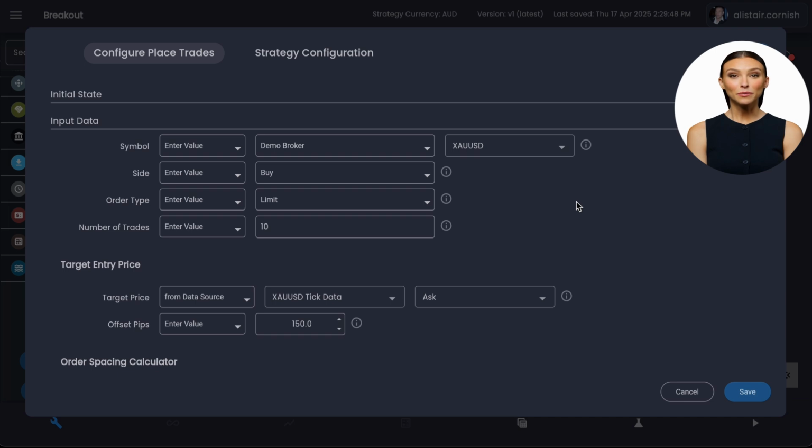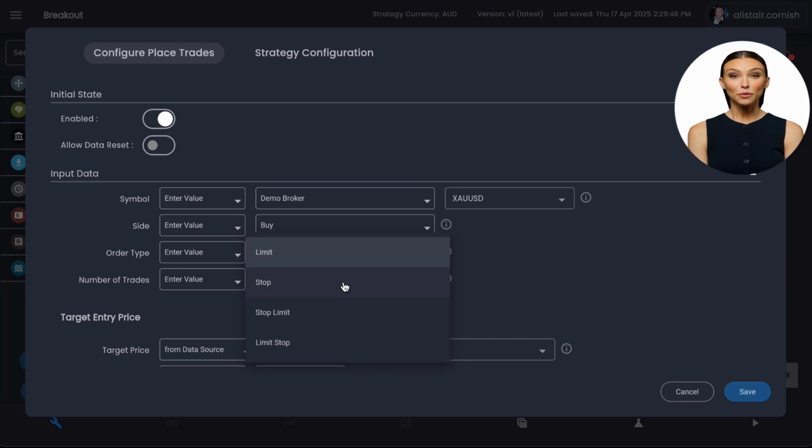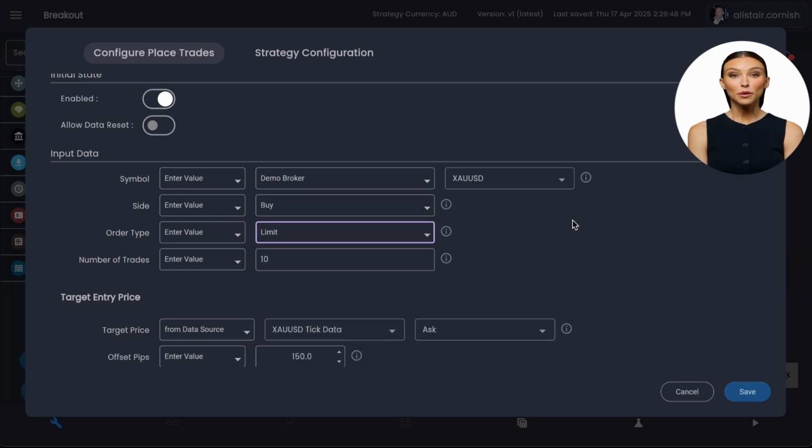First, let's define trade parameters. Start by selecting the market you want to trade. In this example, gold against the US dollar. Then select the direction of the order, either buy or sell, and the order type. The order type options are limit order, stop limit order, or our special limit stop order for reversal strategies. Note that you cannot place multiple market orders.